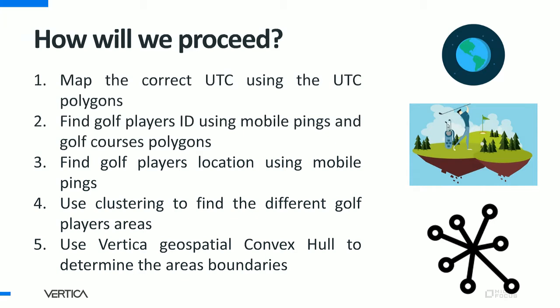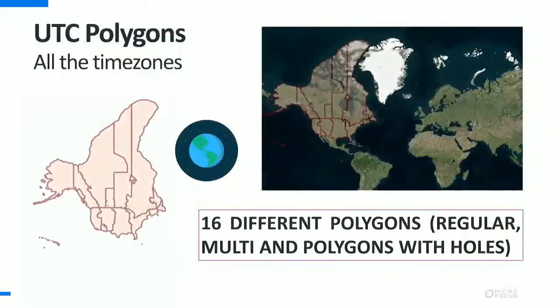But do not forget that we are trying to do a location-specific study. We don't really care about where they're living, but the area where they live. That's why we don't care about the precision of some user locations. But at the end, we will use the Vertica Geospatial convex hull property in order to determine the area's boundaries.